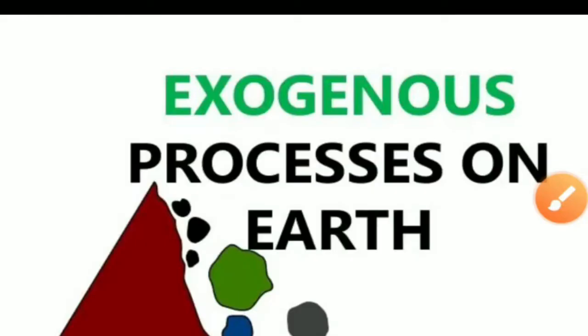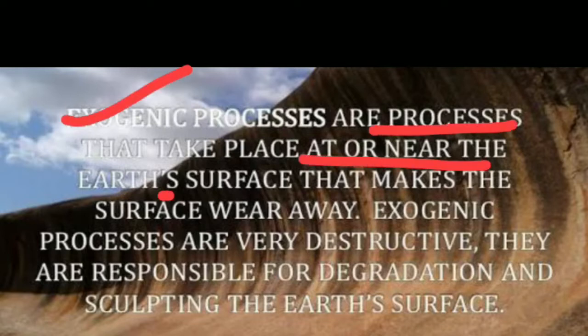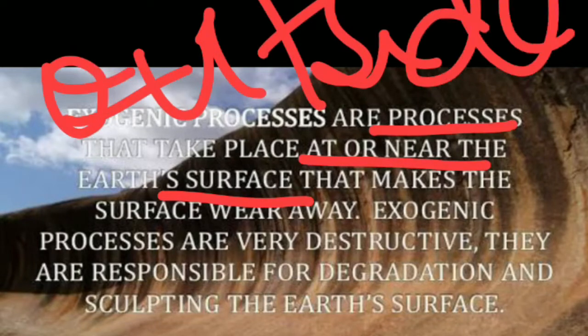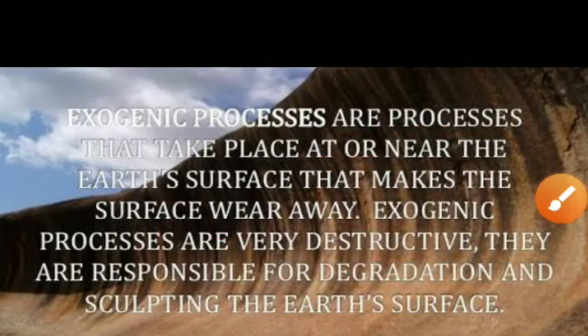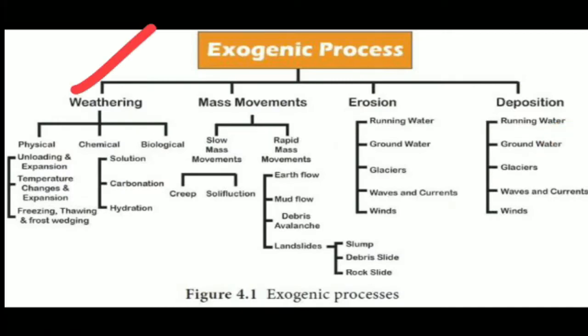Let us know about the exogenous processes on the earth. What are exogenic processes? The exogenic processes are the processes that take place at or near the earth's surface. That means the processes which act outside the earth's surface. These are the processes which make the surface wear away. These are very destructive as they are responsible for degradation and sculpting the surface of the earth. Now these processes are divided into weathering, mass movements, erosion and deposition.